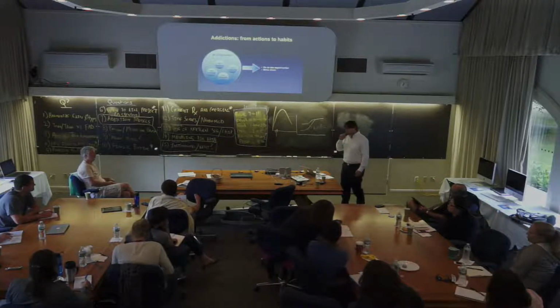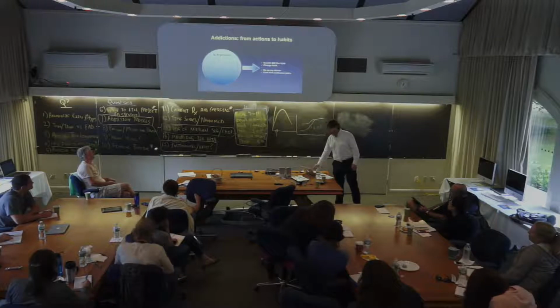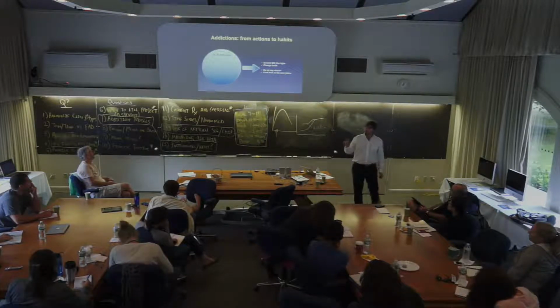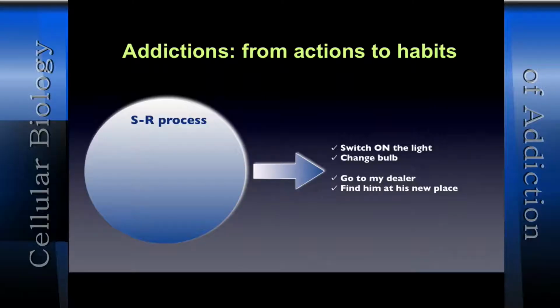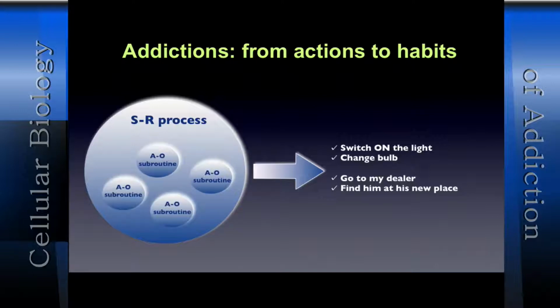Now, I can have an overall cognitive scheme that is a habit. I switch on the light. You know? And within this cognitive scheme that is a habit, I would implement goal-directed actions. Actually, I'm going to change the bulb. I'm not stuck in my habit. I'm going to do things. Or the same thing with drug addicts. My dealer is not here. I stay 2 weeks, 3 weeks. No, I'm going to actually put together subroutines that are goal-directed.